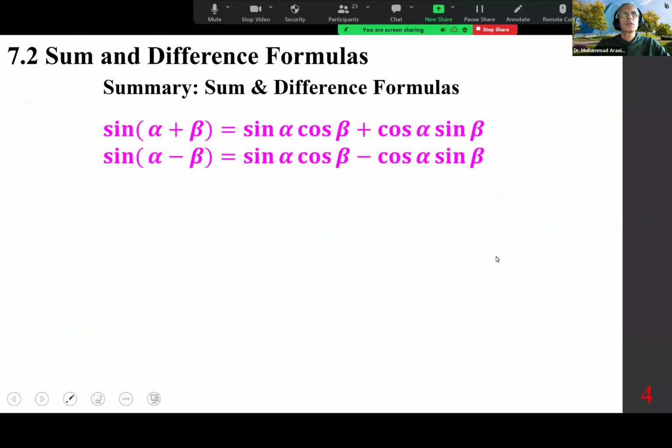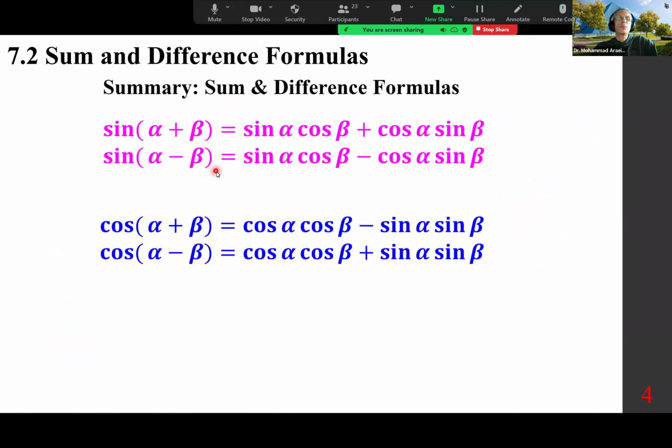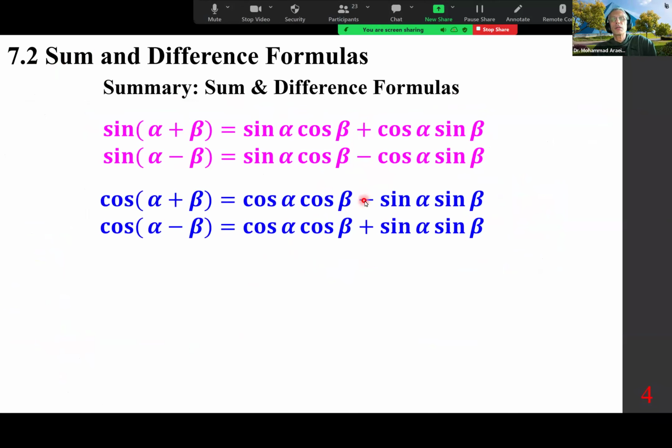Here's the summary of sum and difference formulas, section 7.2. Sine of alpha plus beta is sine alpha cosine beta plus cosine alpha sine beta. Sine of alpha minus beta is sine alpha cosine beta minus cosine alpha sine beta. Cosine of alpha plus beta is cosine alpha cosine beta minus sine alpha sine beta. Cosine of alpha minus beta is cosine alpha cosine beta plus sine alpha sine beta.